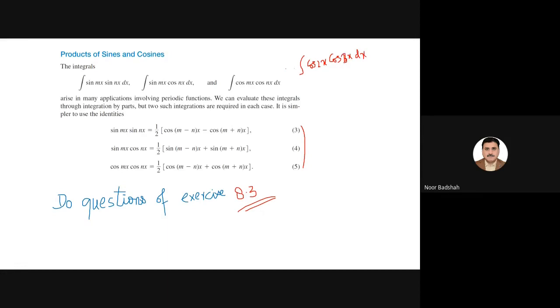Okay, so what do we do? We multiply and divide by 2, and converting the product into a sum. You see this one, cos MX into sin NX, we have cos (M minus N)x plus cos (M plus N)x. If we have sin MX and cos NX, we have this one. And if we have sin MX and sin NX, we have this one. And then integral of these are very straightforward and simple.